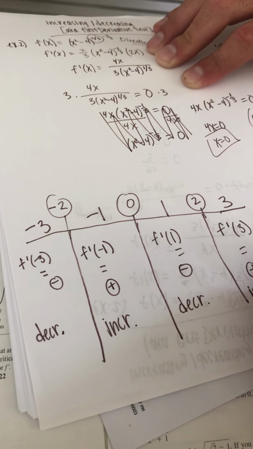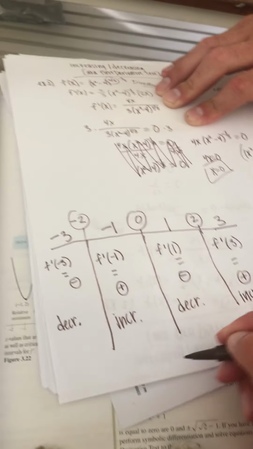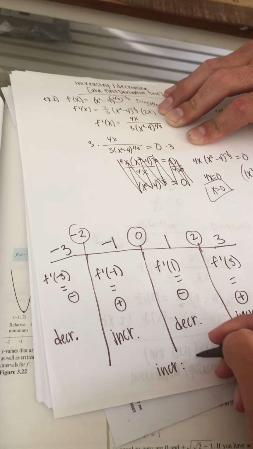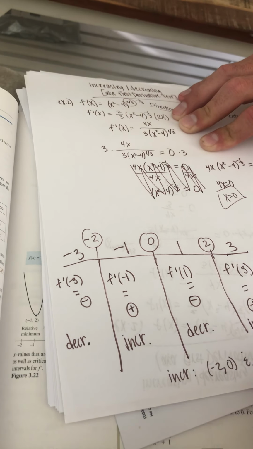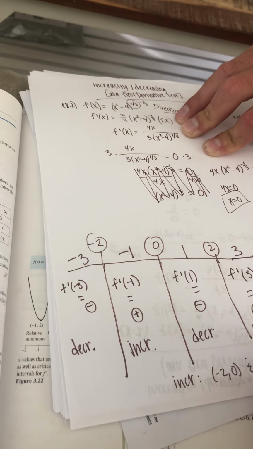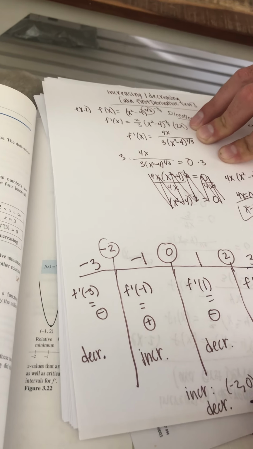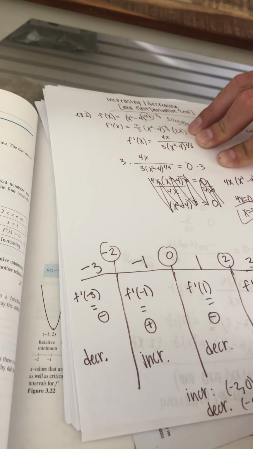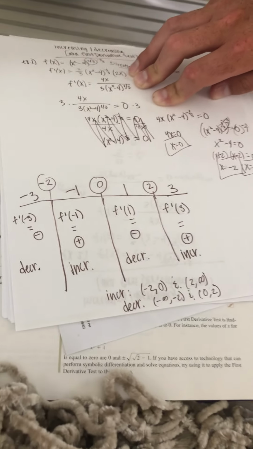So I just have to clean it up when I write it, and I'm going to get increasing on the intervals between negative 2 and 0, and 2 to infinity, and I get decreasing between negative infinity and negative 2 and 0 and 2.